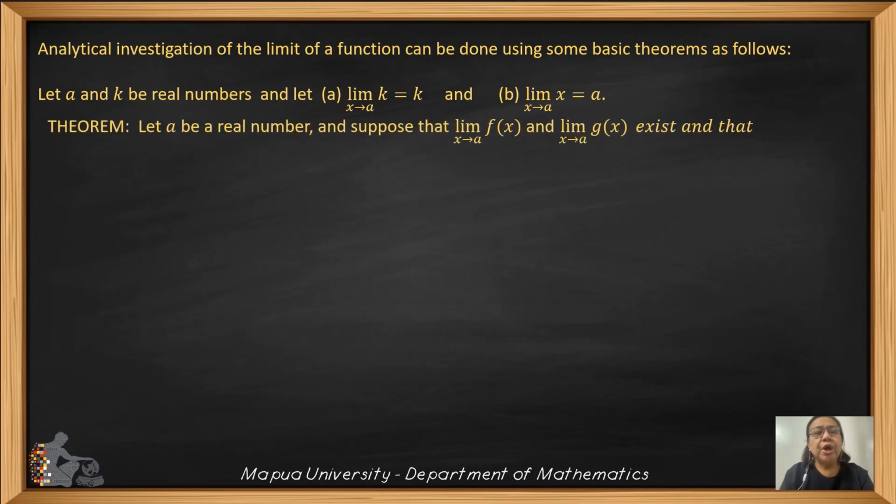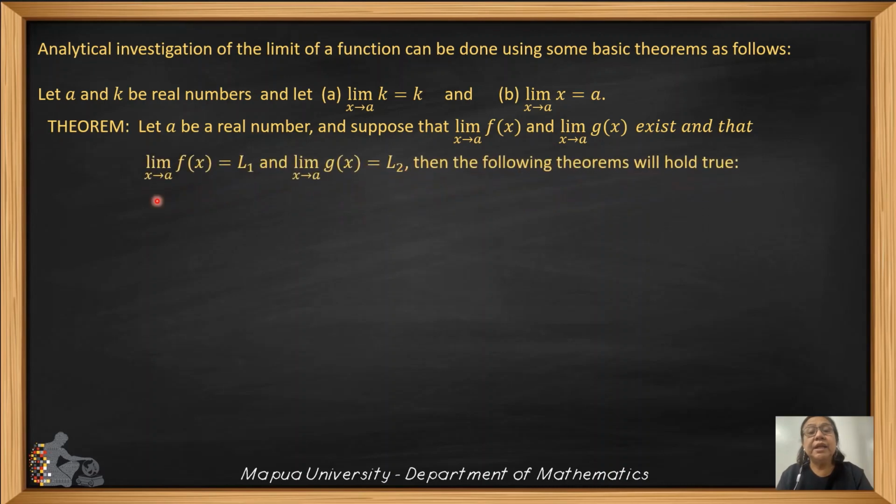Analytical investigation of the limit of a function can be done using some basic theorems. If we let a and k be real numbers, the limit of k as x approaches a is k, and the limit of x as x approaches a is a. And suppose that the limit of f of x as x approaches a and the limit of g of x as x approaches a exist, and that the limit of f of x as x approaches a is L sub 1, and the limit of g of x as x approaches a is L sub 2. Then the following theorems would hold true.